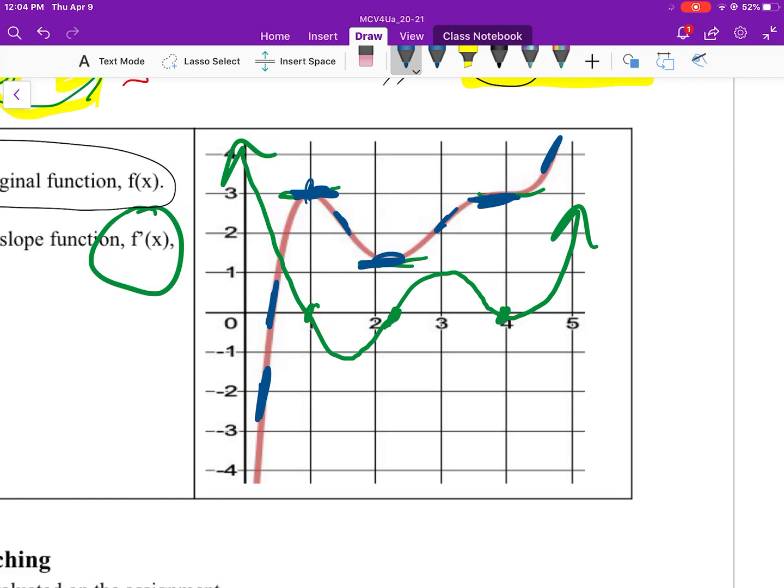Okay, so very clearly, right there, the tangent slope is 0. So the derivative value is 0. That's f prime of x in green. Here, I have a horizontal tangent, therefore the tangent slope is 0. Here, there's also a horizontal tangent, therefore the tangent slope is 0.